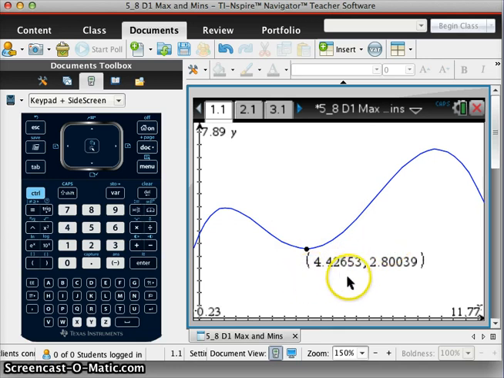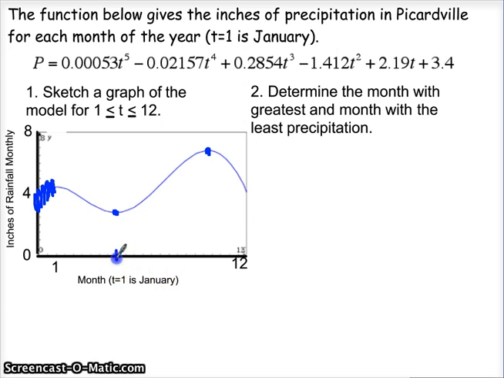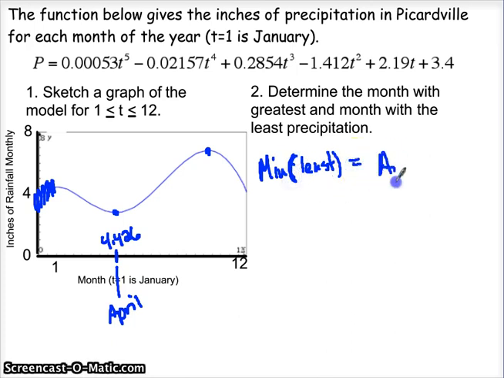So 4.426 approximately appears to be my x-coordinate here. Well, we know that month number 4 is April, and that's obviously during April, so I would say the minimum or the least amount of rainfall happens in April.